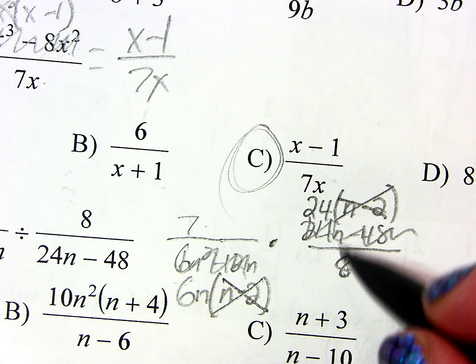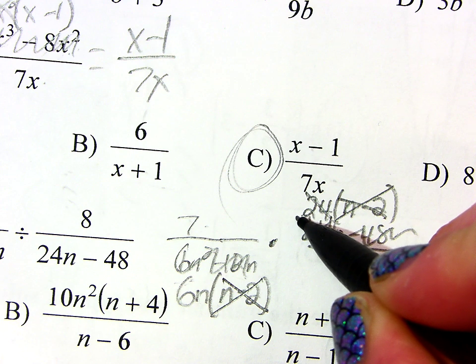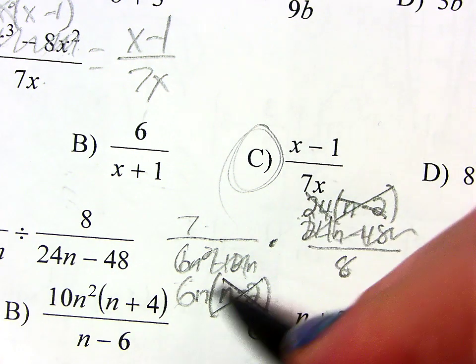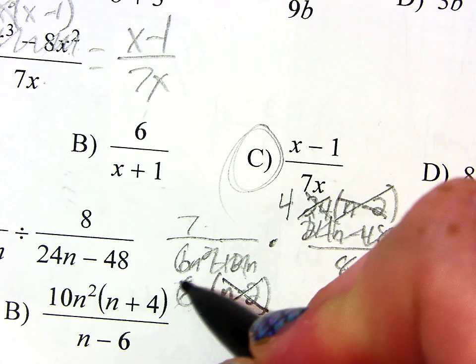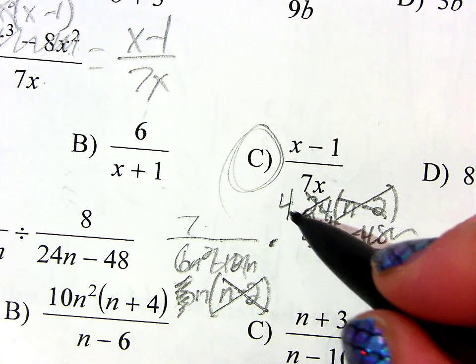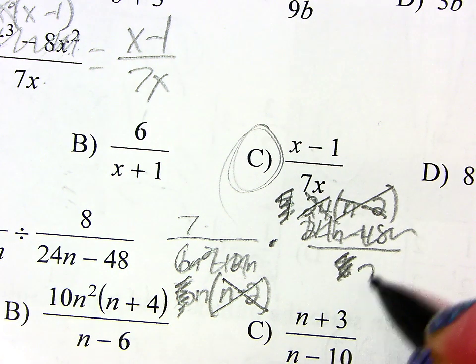I can reduce these two with each other. Wait, can you reduce 6 and 24 back to... Yeah, let's do that. 6 goes into 24 4 times. 6 goes into 6 once, so it's gone. And now I can do 4 and 8. 4 goes into 4 once, 4 goes into 8 twice.